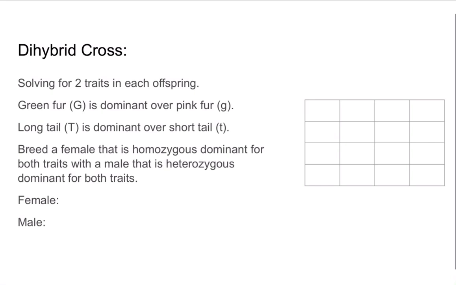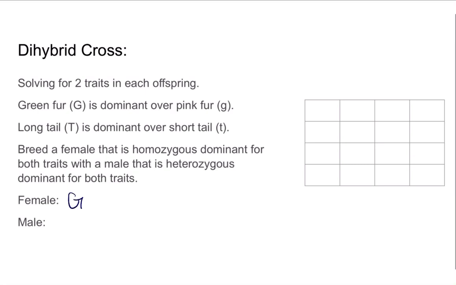Next, we're going to learn how to do a dihybrid cross. A dihybrid cross is when we're solving for two traits in each offspring. So let's say that green fur is dominant over pink fur, and a long tail is dominant over a short tail. And let's breed a female that is homozygous dominant for both traits and a male that is heterozygous dominant for both traits.